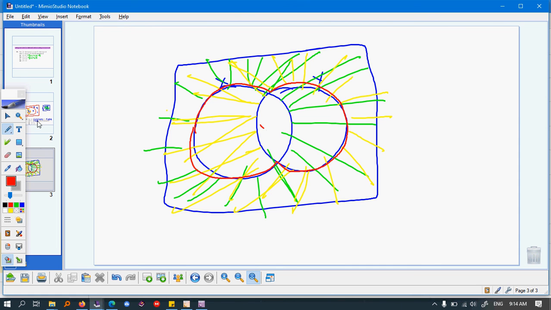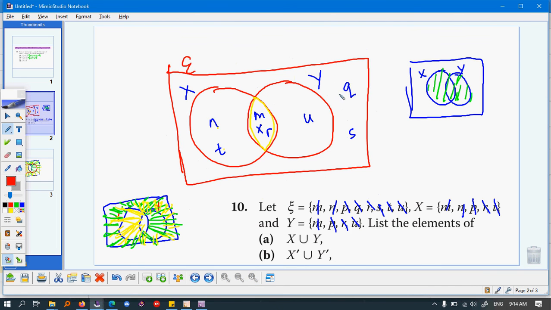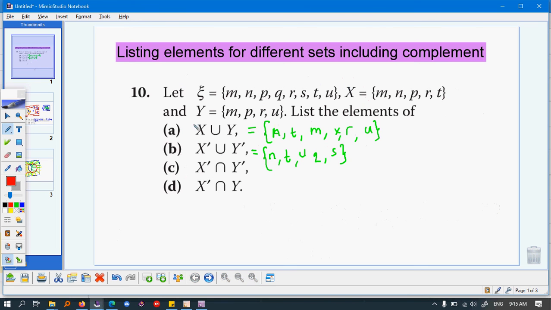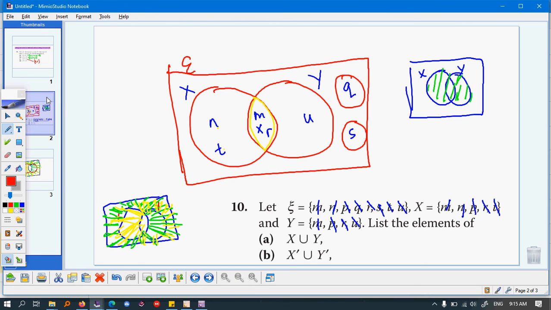Basically, the region outside X union Y, which is the complement. So it means that I'm going to pick out these numbers, this and this. They are the ones which are outside X union Y. That is actually X union Y complement. So my answer over there becomes Q and S. As you can see, it's easier to determine after shading the region.